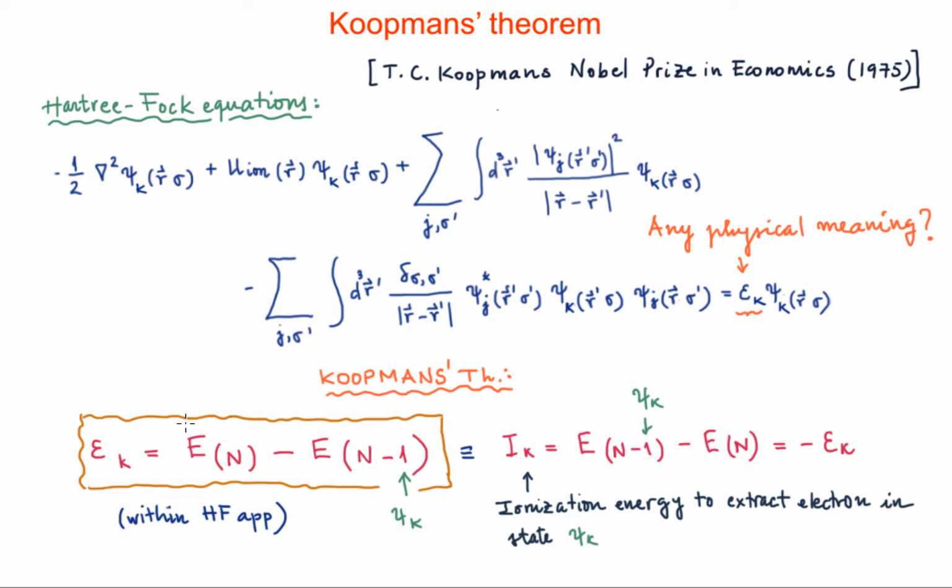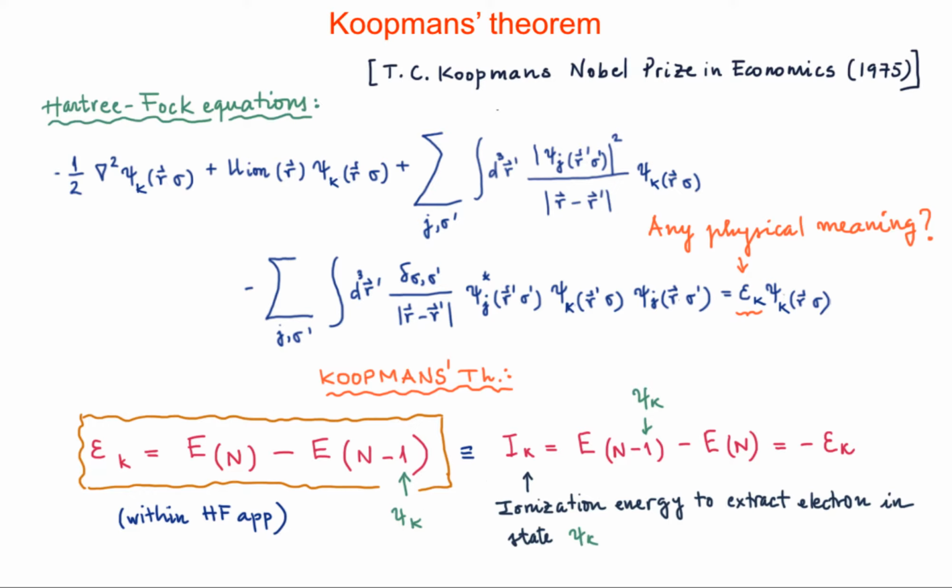Or we can put it in another way. We know that the ionization energy corresponding to extracting one electron in state c_k is given by the following expression. Basically, it is the energy of the final state, which corresponds to the energy with n-1 electrons, considering that the electron you're removing is in state c_k, minus the energy of n electrons. And that's given by, considering that result here, minus E_k. So minus E_k is basically the ionization energy corresponding to extracting one electron in a state c_k.